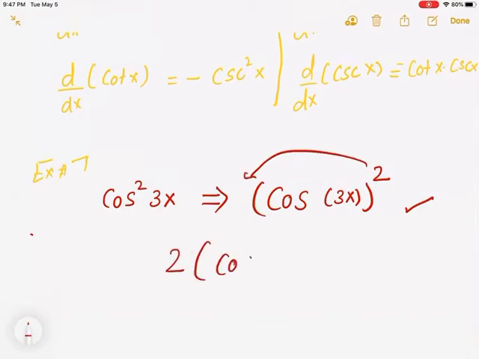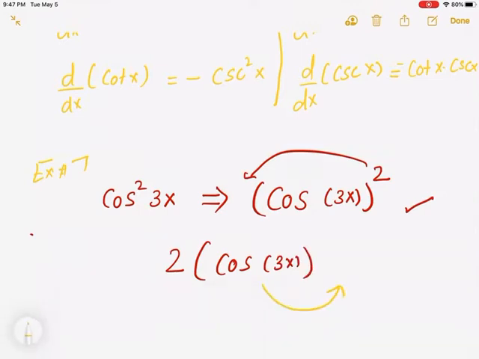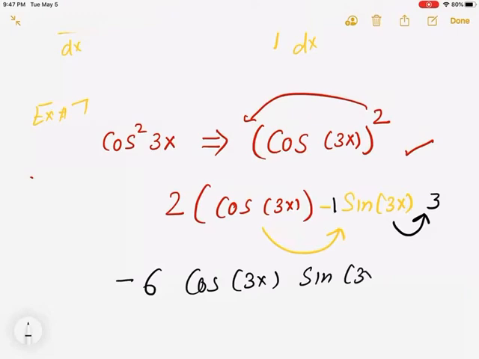So I would bring this over: 2 times cosine of 3x. Next, time to take the derivative of the inside one. The derivative of cosine of something is negative sine, and the angle stays the same. The last layer is the derivative of the parentheses, which is going to be 3. At the end, put everything together. So 2 times negative 1 times 3 makes negative 6, cosine of 3x and sine of 3x. That would be your final answer.